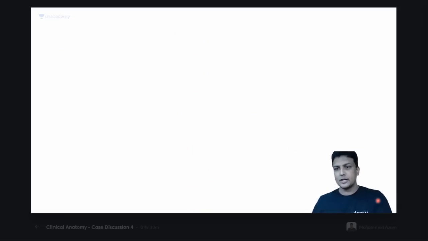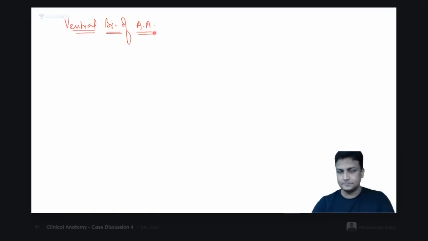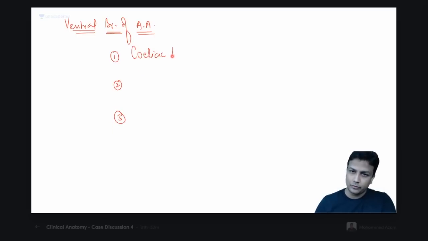Now what you do is write down below the diagram. Yes, heading likho, sir. Ventral branches of abdominal aorta. There are three ventral branches given from the abdominal aorta, number 1, number 2, and number 3. Number 1, you'll have celiac trunk. And number 2, you'll have the superior mesenteric artery.